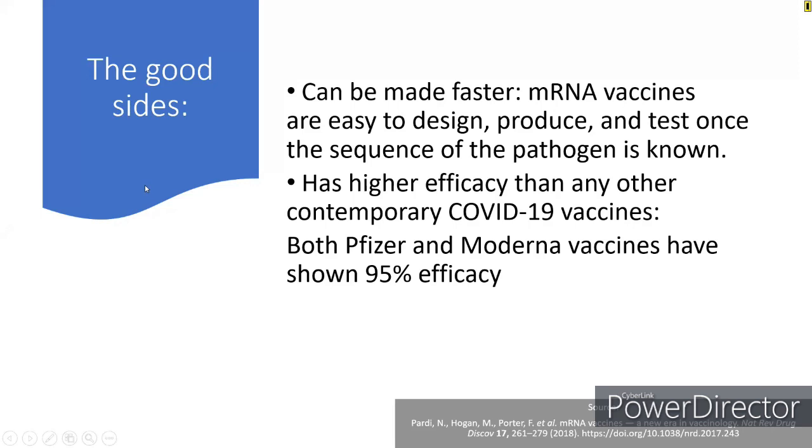mRNA vaccines can be designed faster than any other contemporary vaccines. They can also be produced faster because it's a genetic product. Strands of mRNA can be produced quickly once the vaccine sequence is known. Secondly, in the case of COVID-19, both approved vaccines are showing very high efficacy of about 90%.